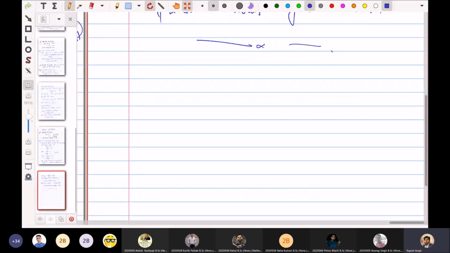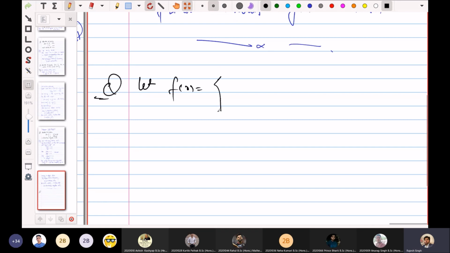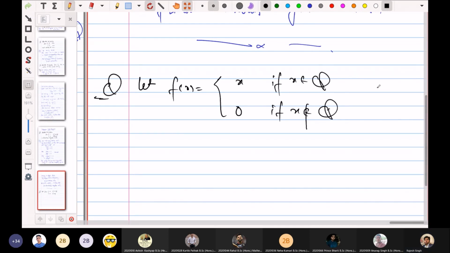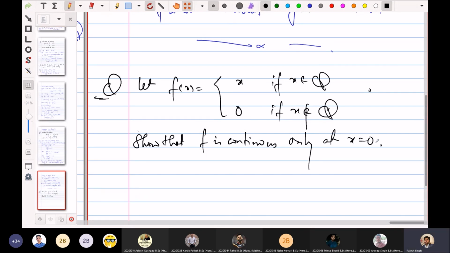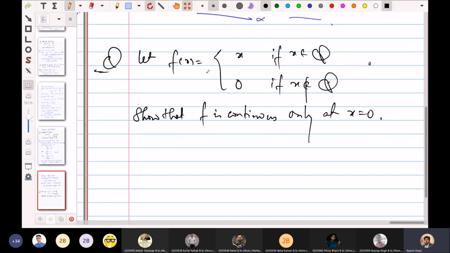Yes, sir. Okay, now what about this function? Let f(x) equal to x if x belongs to Q and 0 if x does not belong to Q. So कहाँ पे continuous होगा? c equal to 0. Yes, show that f is continuous only at x equal to 0. ठीक है, so जहां पे भी इक्वल होंगे उसी पॉइंट पे कंटिन्यूस होता है, बाकी कहीं नहीं होगा.